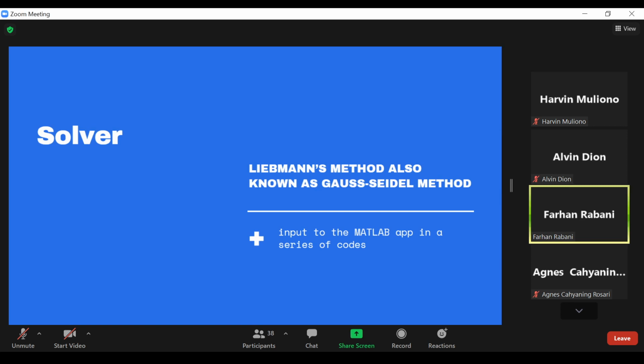So this is the method that we use for solving the equation. We use the Liebmann method, also known as the Gauss-Seidel method, and input the values into MATLAB in a series of codes.